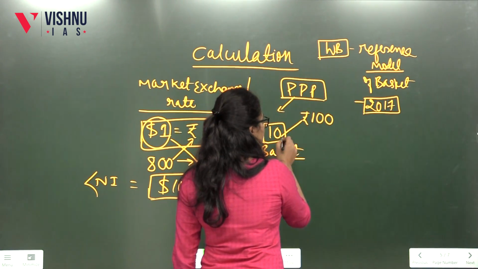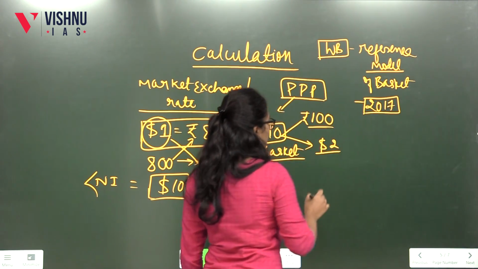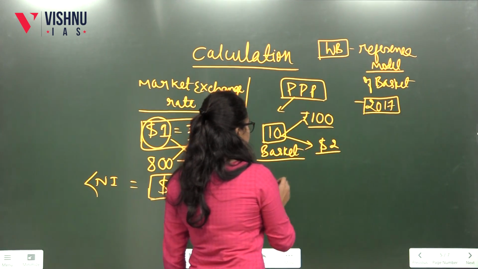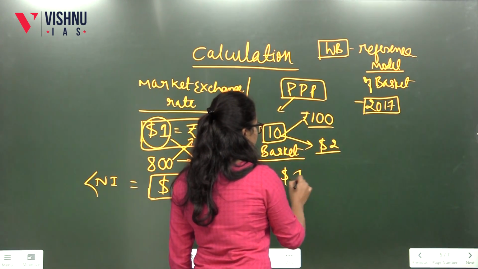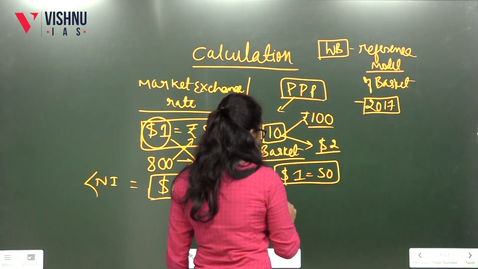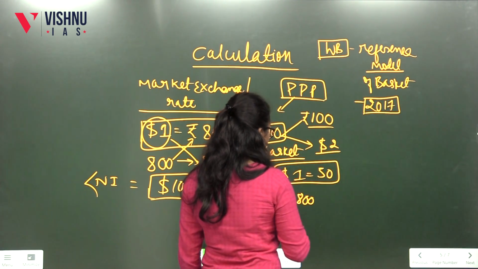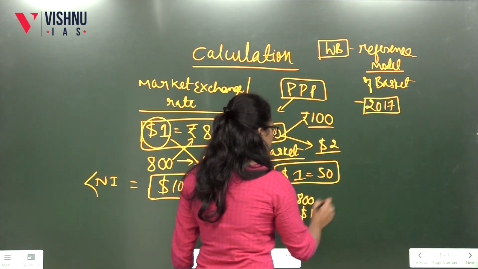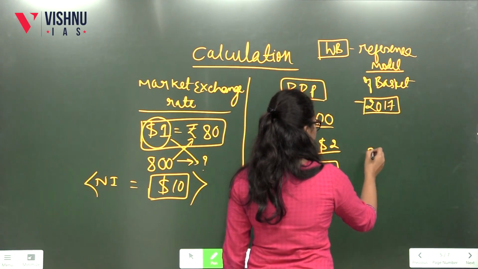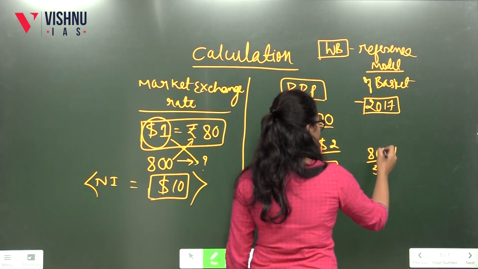When we buy the same products in the USA, it costs $2 for us. Then we calculate the purchasing power parity: for $1 it will become 50 rupees. So our 800 rupees national income, if we calculate the same thing in terms of purchasing power parity, will become $16. That is 800 into 1 divided by 50.